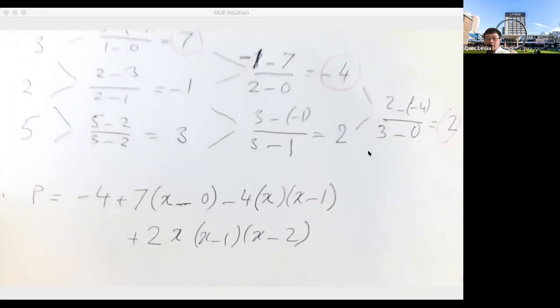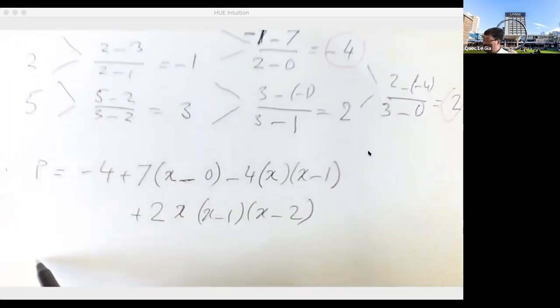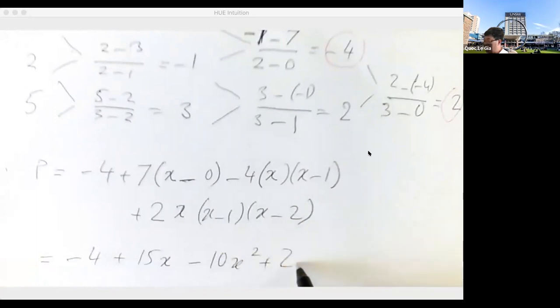And if you're curious, you can expand it out. And if you expand it out, it will be -4 plus 15x minus 10x squared plus 2x cubed. So it's identical to Lagrange form. Yeah, it has to be identical to the Lagrange form because over four points, there's a unique cubic polynomial that goes through those 4 points.